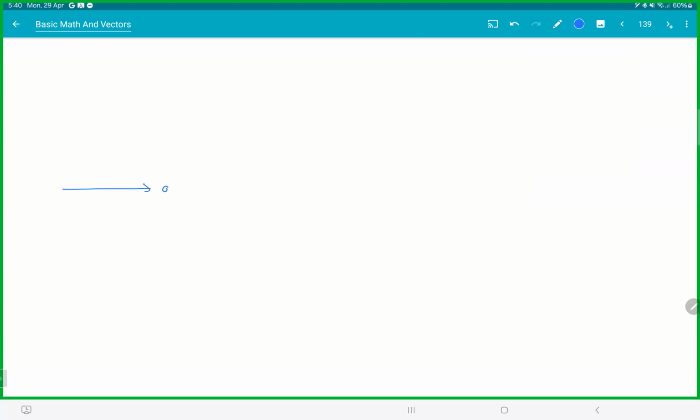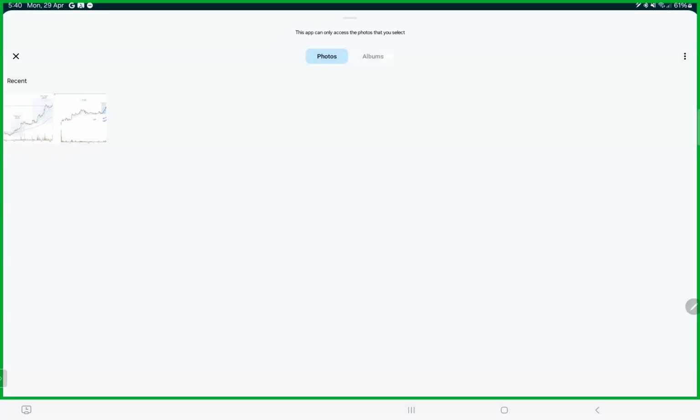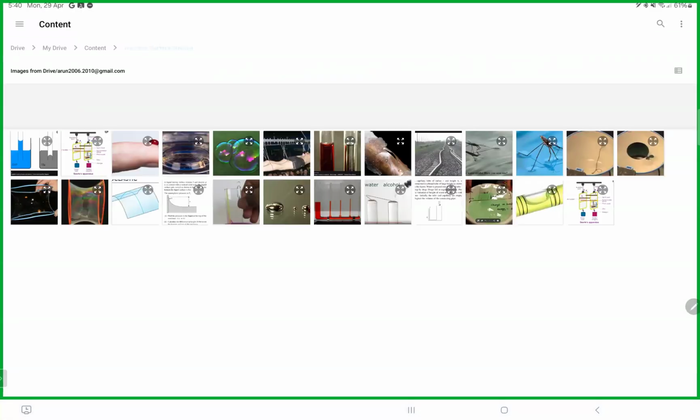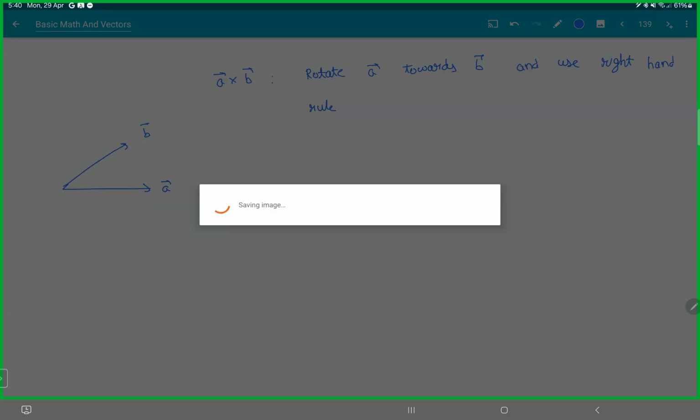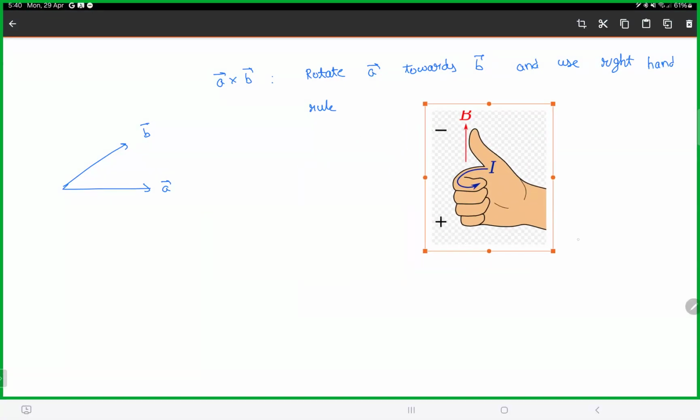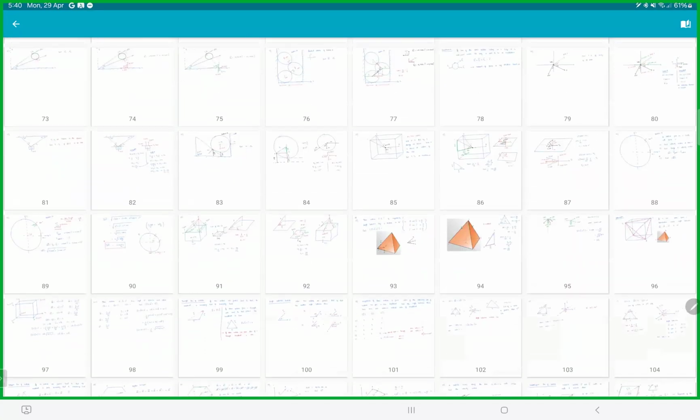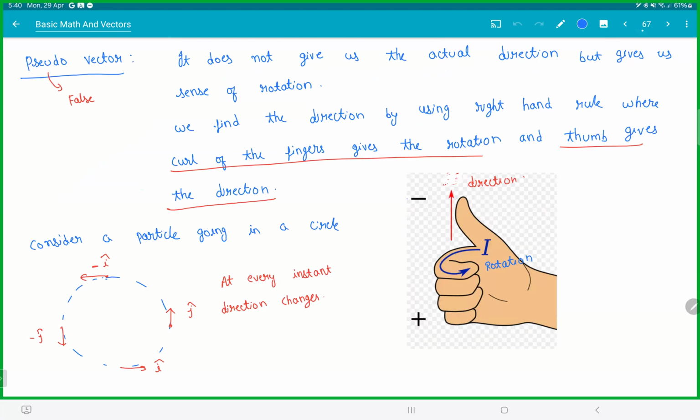When you say A cross B, the meaning is, if you have a vector A bar and a vector B bar, A cross B implies rotate A bar towards B bar and use the right hand rule for the direction. This we discussed in detail in pseudo vector, that is in page 67.